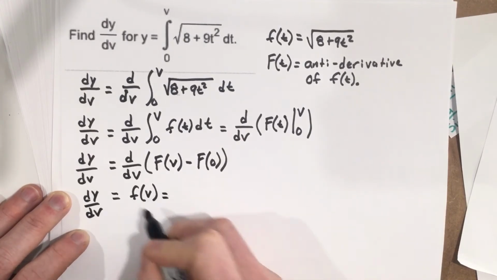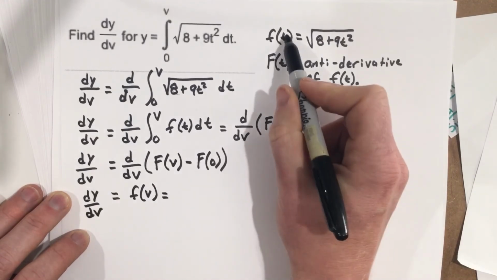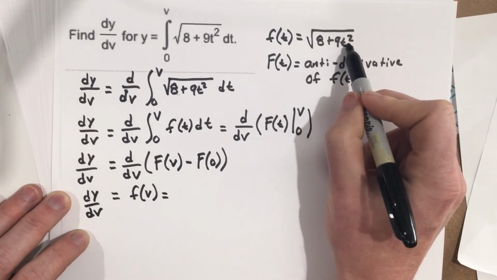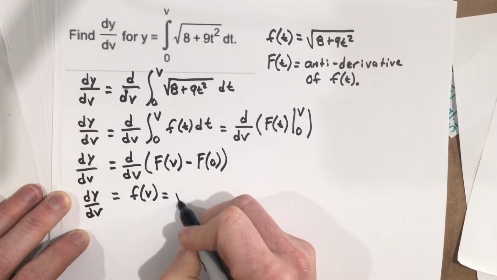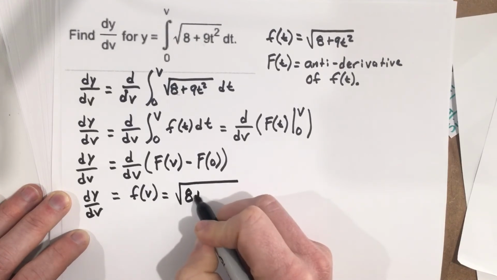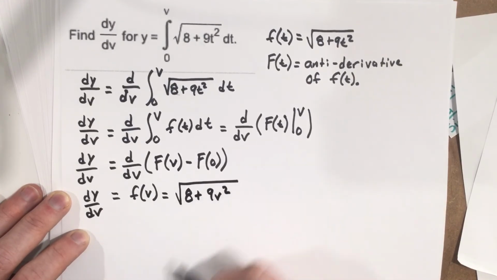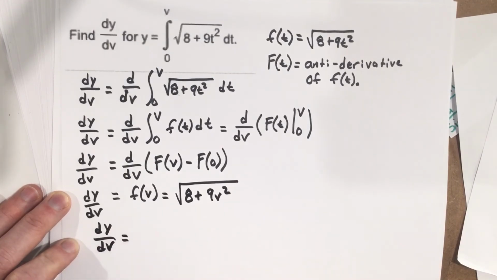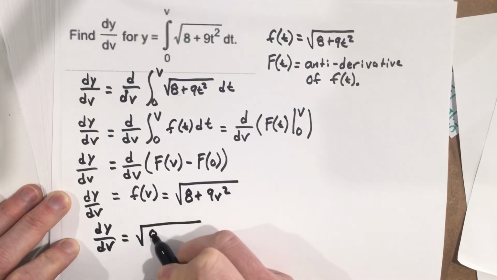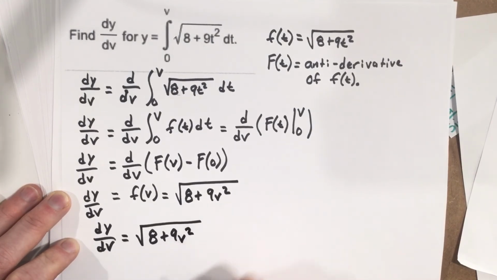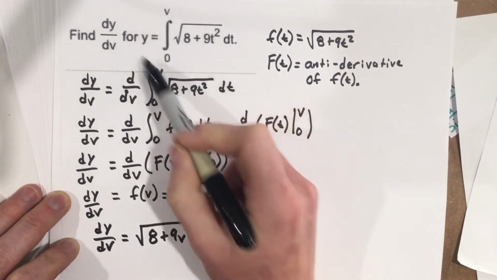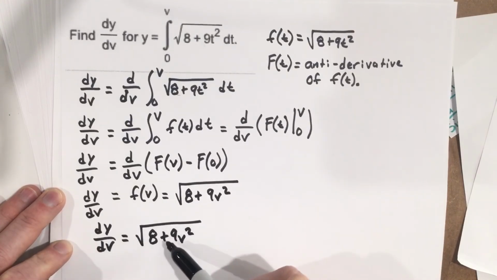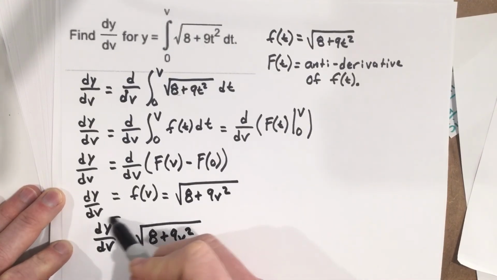And we know that little f of v is just the f function with an input of v. So that's just going to change the t to a v. So that's actually just root 8 plus 9v squared. So that means that our derivative with respect to v is equal to root 8 plus 9v squared. So the derivative with respect to v of this integral is just the same function, but with a different input value.